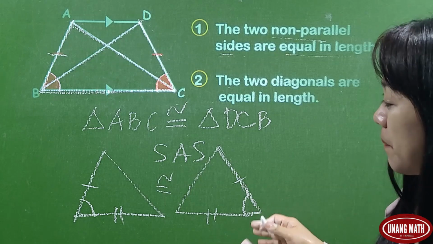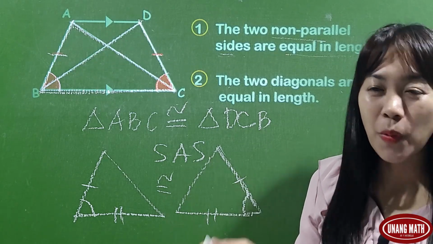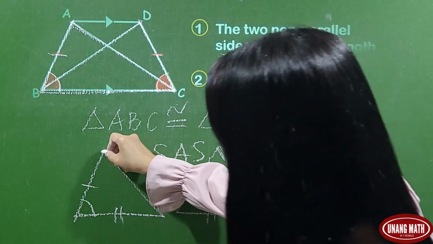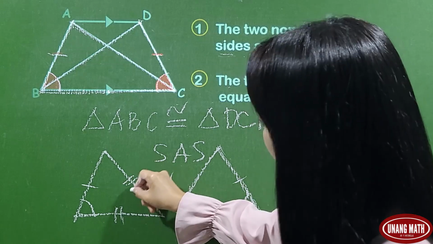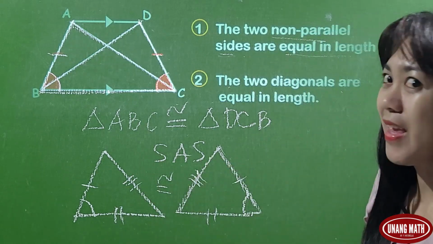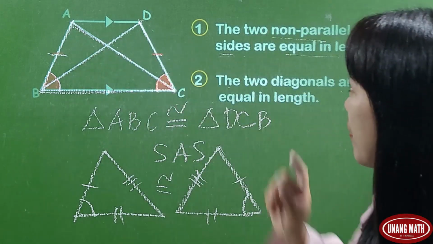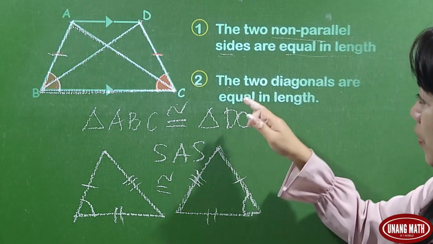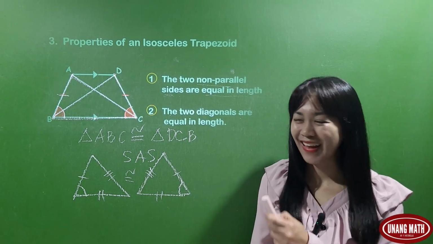So, from that, all the corresponding angles and sides are equal in measures and length. So, this side corresponds to this side. So, that means they are equal in length. And these are the diagonals of this trapezoid. That's why the two diagonals are equal in length.